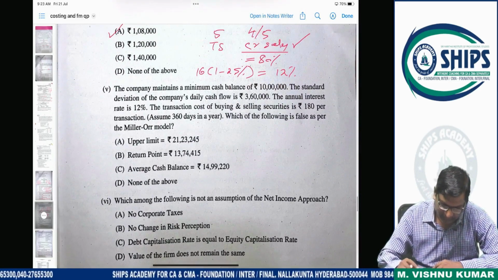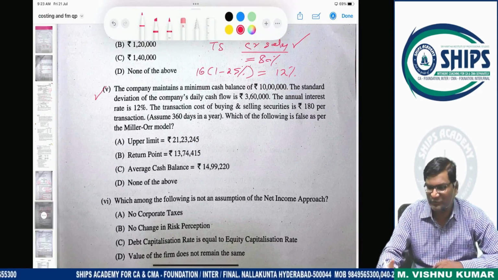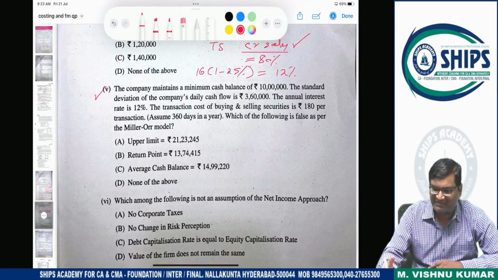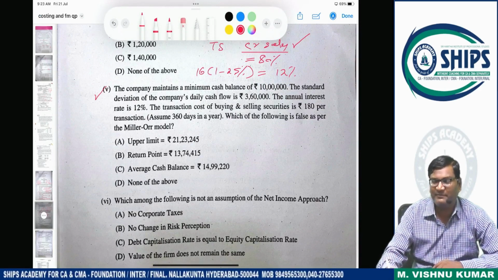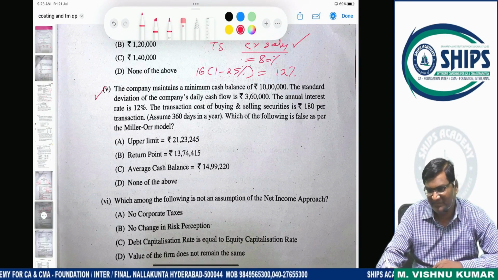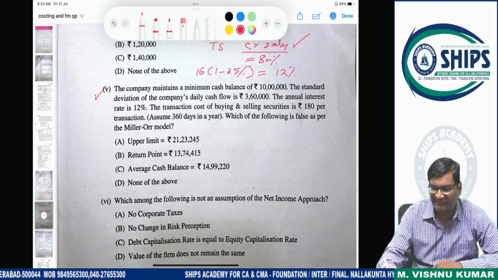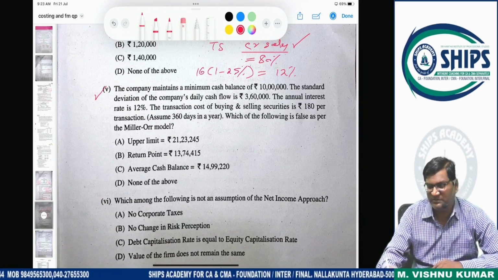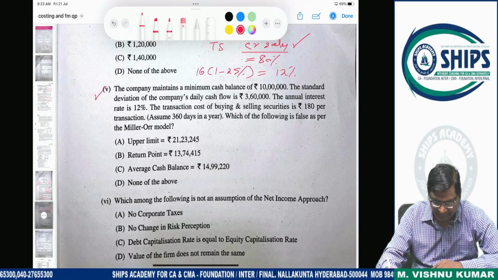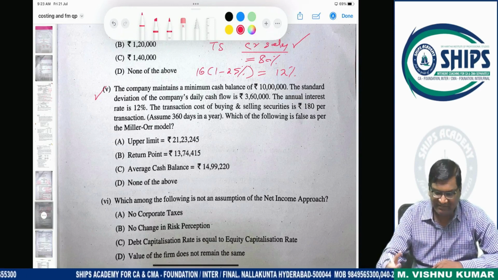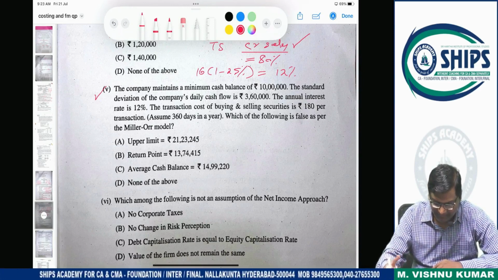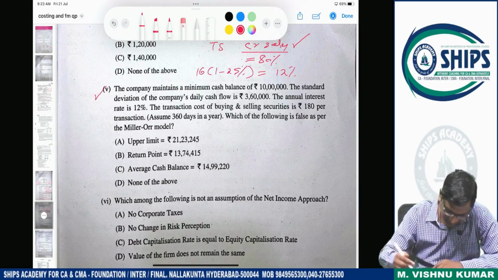Yes, sir. Now question number 5. I can't say anything because words are not coming. Horrible question. Miller Orr model is first of all a practical question. If they are testing, the student should have log calculation knowledge or calculator technique. Without calculator technique he cannot solve this question, and this is a lengthy question also. Again, this is not deserving for 1 mark. Anyhow, it is given, so we have to discuss the answer.